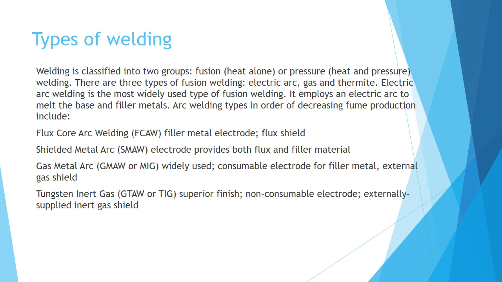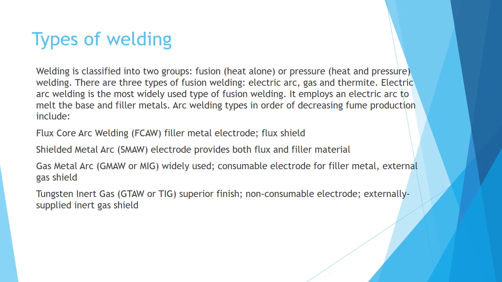Types of welding. Welding is classified into two groups: fusion, heat alone, or pressure, heat and pressure welding. There are three types of fusion welding: electric arc, gas, and thermite. Electric arc welding is the most widely used type of fusion welding. It employs an electric arc to melt the base and filler metals.